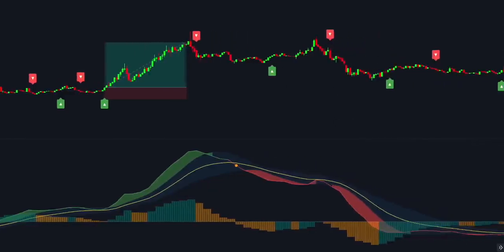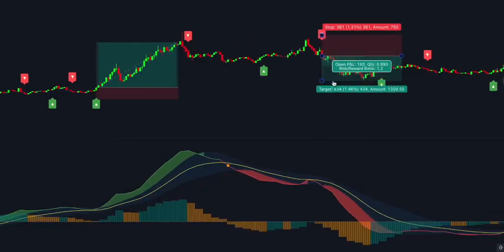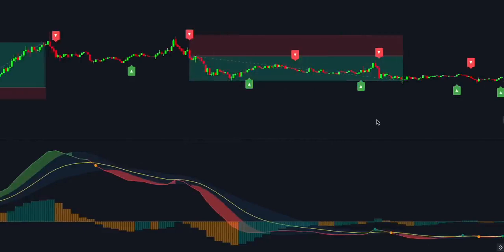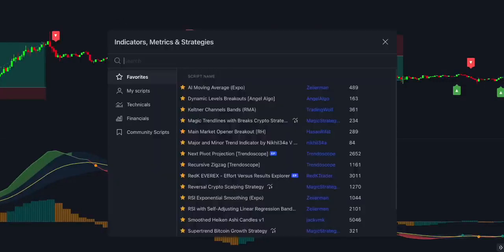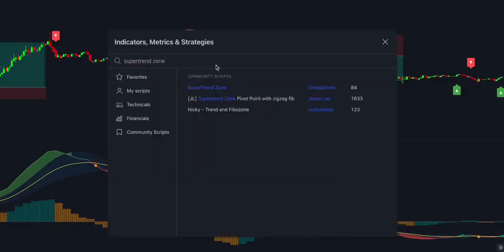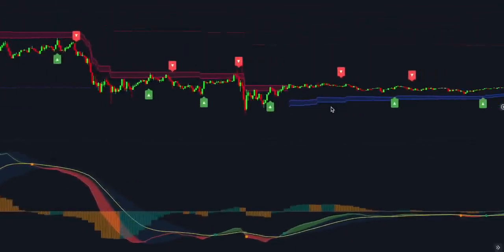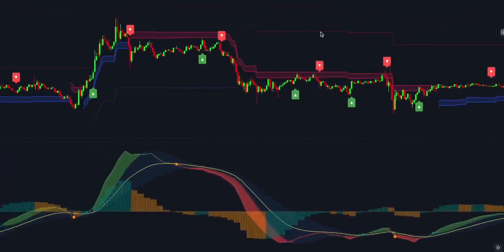Is this the complete strategy, you might ask? Not quite. There is one piece missing, a third confirmation indicator. So open the indicators again and search for Super Trend Zone by Omega Tools. This simple trading indicator is designed to quickly identify and visualize short and long-term trends in any market. The primary purpose of the Super Trend Zone indicator is to recognize and visualize the dominant trend in a more intuitive and user-friendly format.